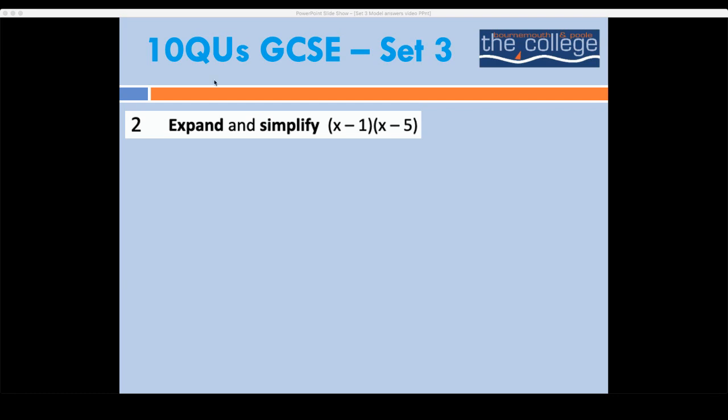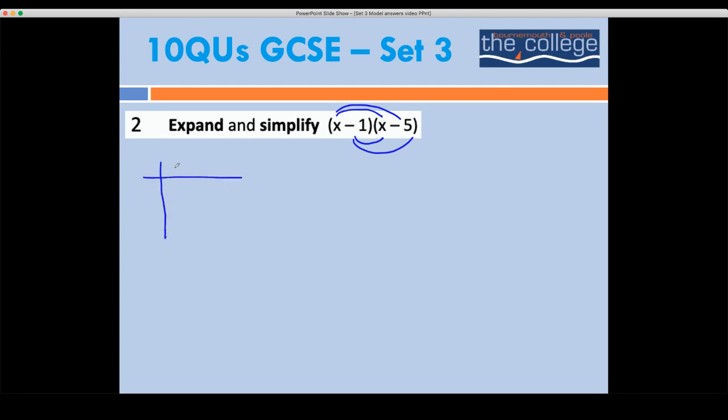So the next one, expand and simplify. Now, it could be that you prefer to do this by the loop method. So you would just have your x times your x and your x times minus 5. And then don't forget to do the bottom two loops as well. Minus 1 times x, minus 1 times minus 5. But sometimes people get lost with this method. So I'm going to show you with a grid method.